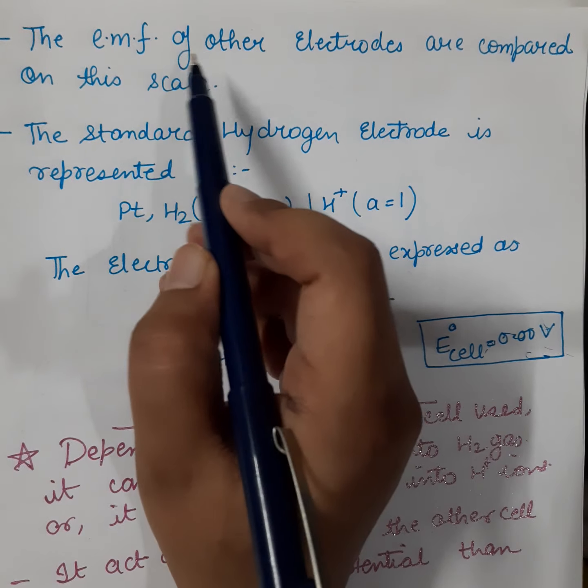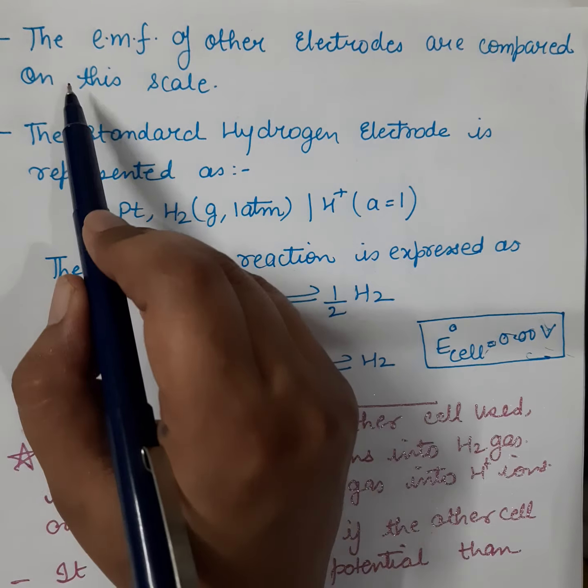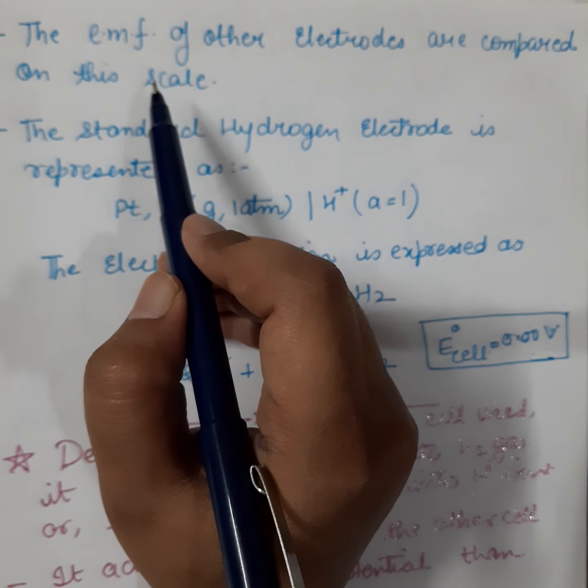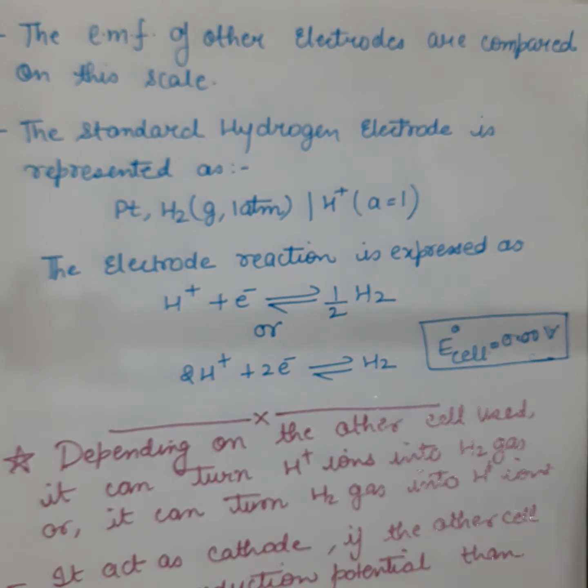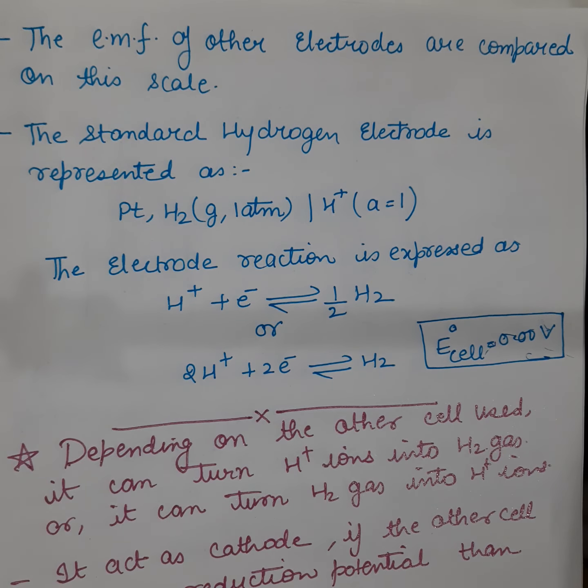The EMF of other electrodes are compared on this scale. So when we are going to compare, that means we are dealing with these standard things. This is why it is known as the standard hydrogen electrode. So how do we represent the standard hydrogen electrode?